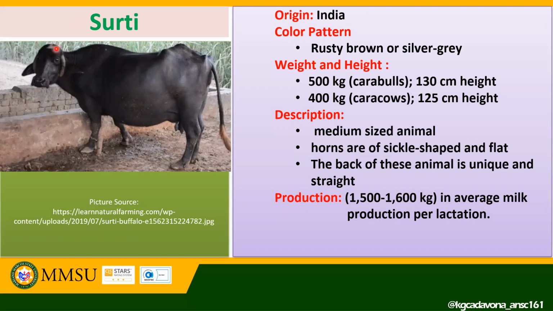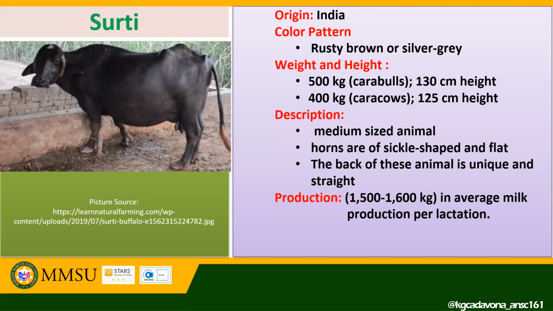And kung mapapansin ninyo, yung horns, it grows downward. So pababa siya. Kung yung ibang buffaloes kanina is upward tapos outward, ito is downward and backward direction and then upwards at the tip forming a hook. Okay, so yun yung isa sa pinaka distinct na characteristic naman ng mga Surti buffalo. Downward yung kanilang mga horns.